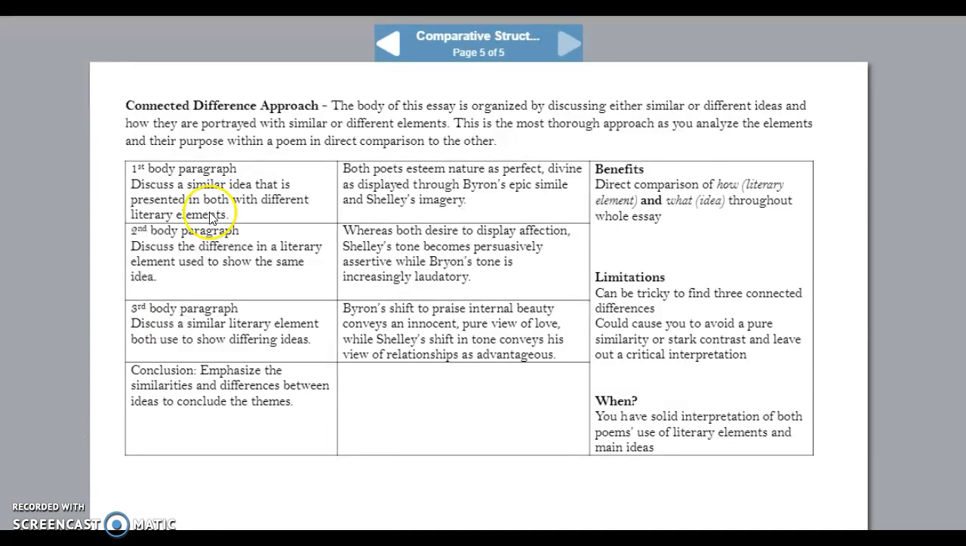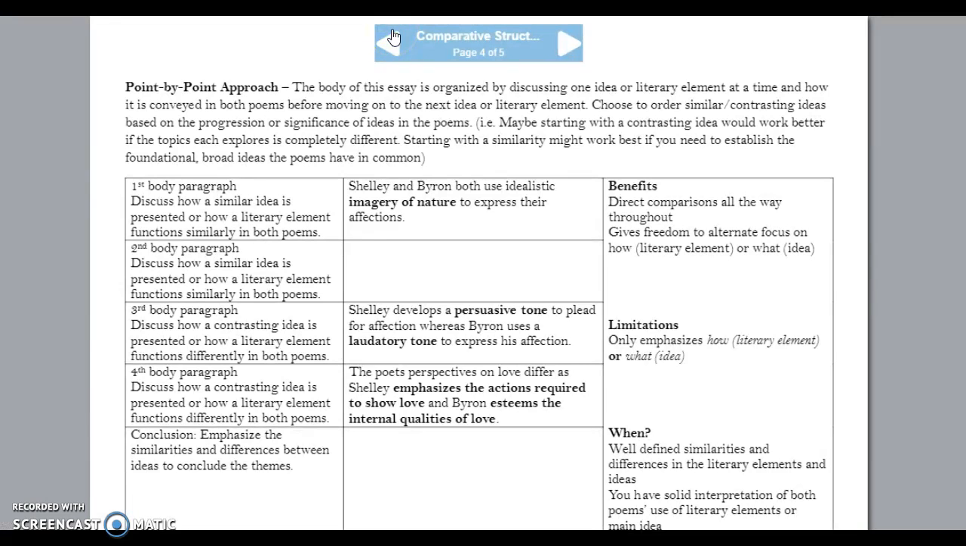All right, let's talk about the point-by-point approach. This is a really good approach to start showing some of the direct comparisons. And the benefit is that you're giving direct comparisons all the way throughout because you're exploring both poets in every paragraph. And you are either expressing a similarity or a difference between one idea or literary element at a time. So this one is exploring the how or the what, but in every single paragraph with both poets.